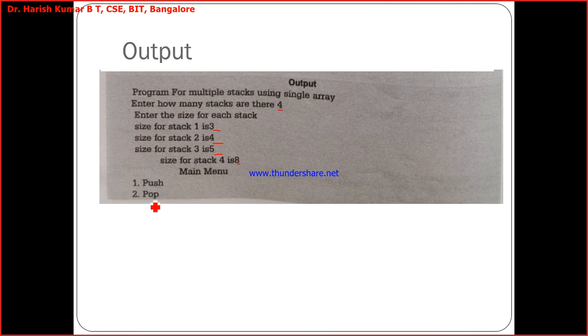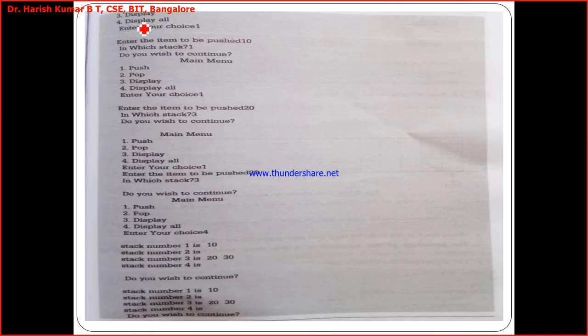And the main menu is push, pop, display all, and enter your choice. I am reading the choice as 1. Enter the item to be pushed: 10. Now it is asking me which stack to push. I have told 1, and it is asking, correct? So after doing this, if I press enter, the item 10 gets pushed onto stack 1.